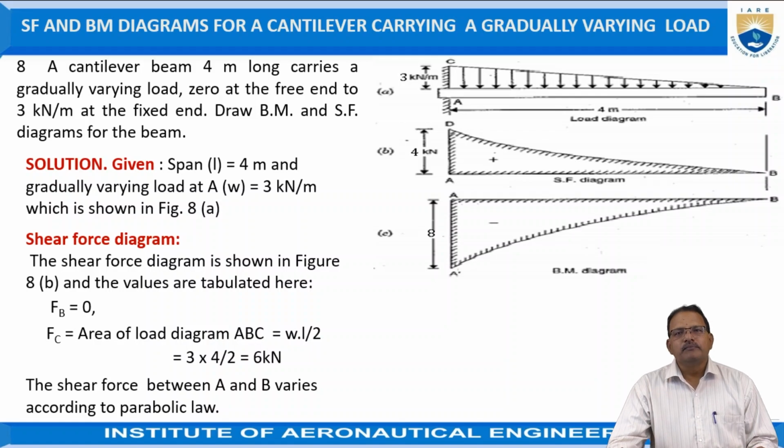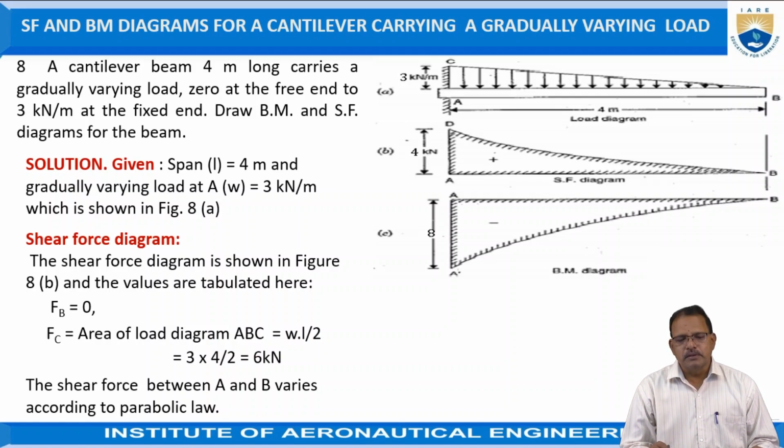The second problem. A cantilever beam 4 meters long carries a gradually varying load, 0 at the free end to 3 kilonewton per meter at the fixed end. Draw the shear force and bending moment diagram for the beam.